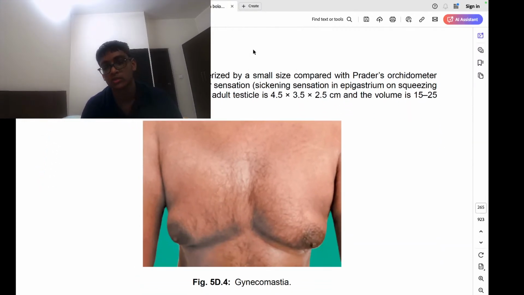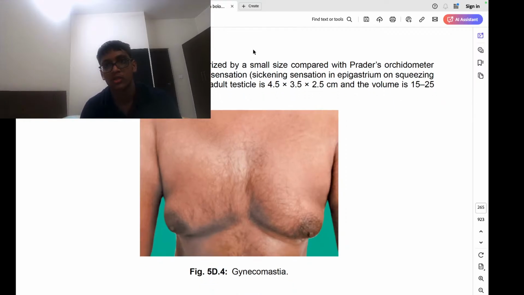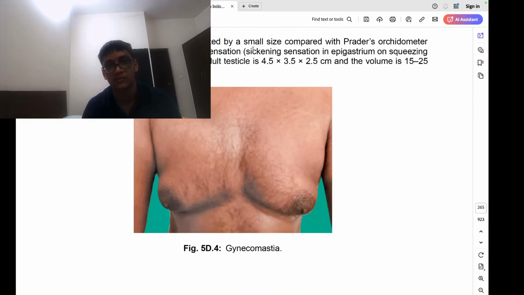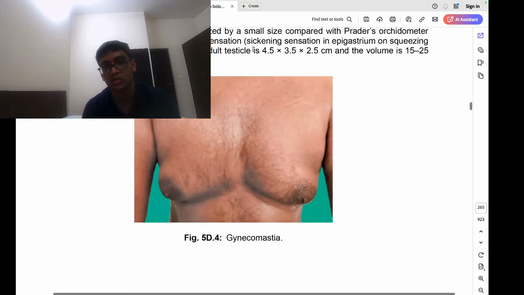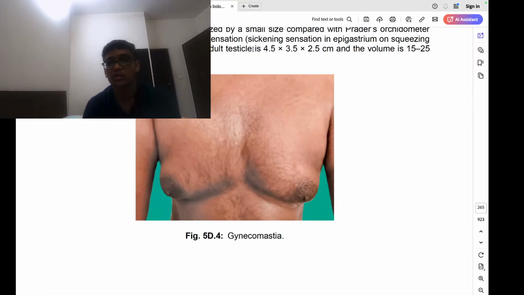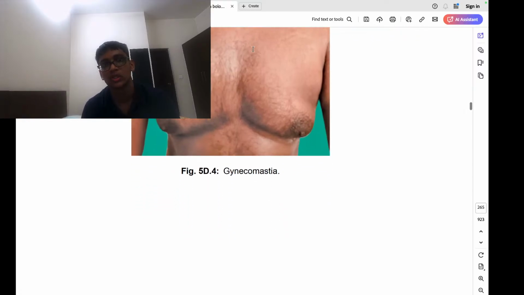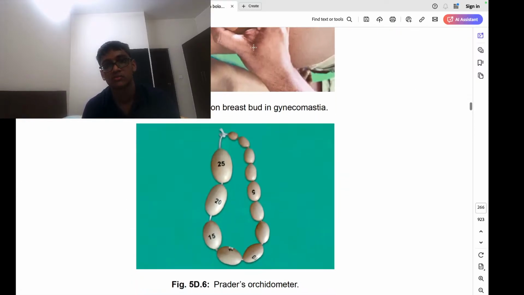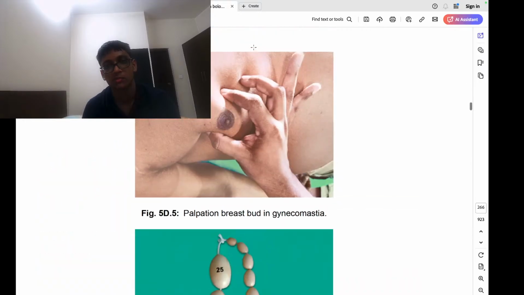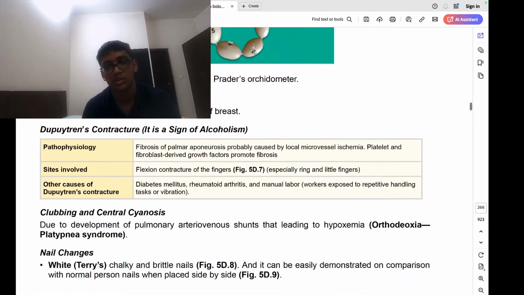Okay, this is gynecomastia. And testicular atrophy is due to hyperestrogenic state. It is characterized by shrinkage of size compared with Prader's orchidometer, soft testis with loss of testicular sensation, and sickening sensation in the epigastrium on squeezing the testis. This demonstrates dimensions of the average testicle as 4.5 by 3.5 by 2.5 centimeters, and the volume is 15 to 25 ml.